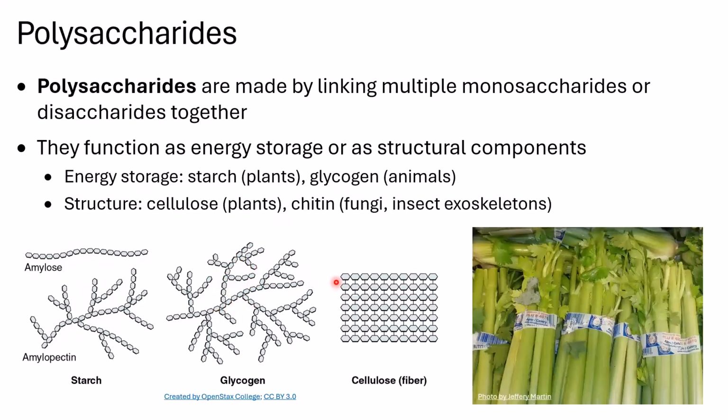Polysaccharides used as structural components include cellulose, which is an important component of plant cell walls and provides these celery stalks with their rigid structure, and chitin, which is used by fungi and also for insect exoskeletons. As you can see here, cellulose is also created by repeating units of glucose. Like amylose, it is linear, but the type of glucose used makes it denser and more compact, and allows for strong hydrogen bonding between each chain.